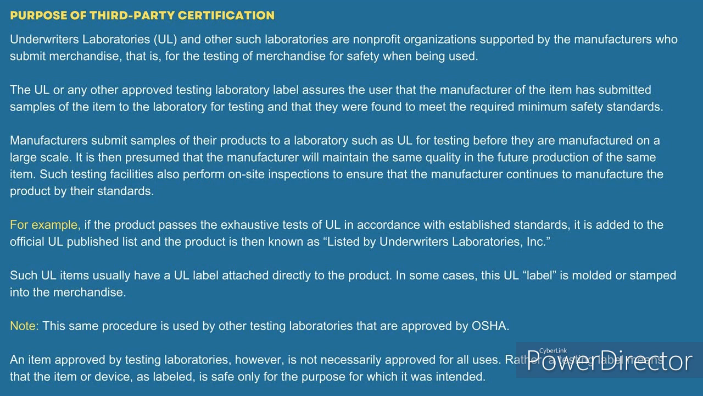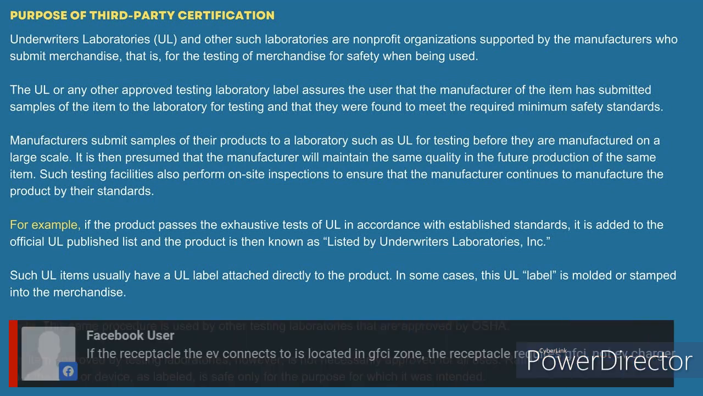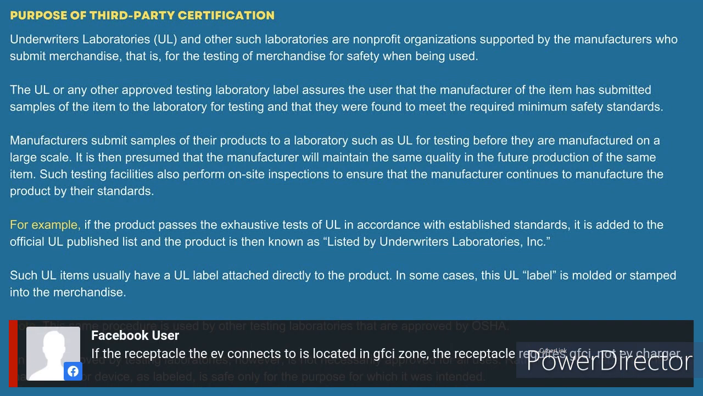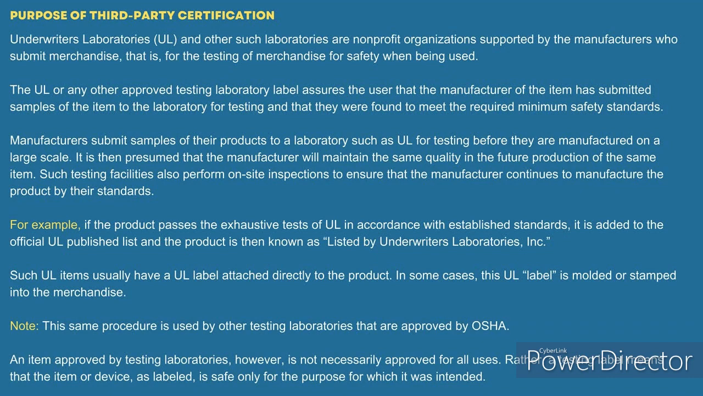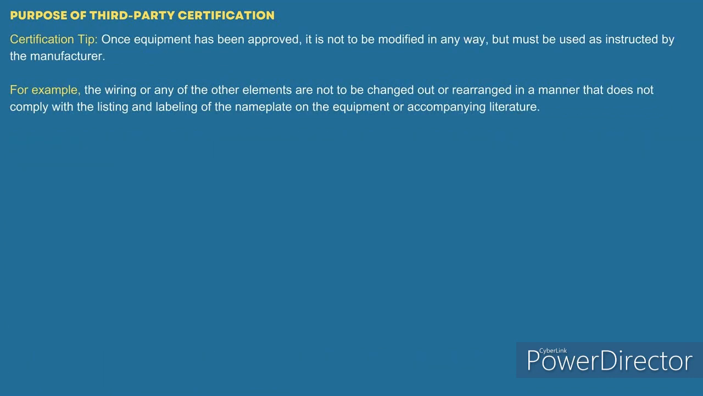And that takes me right back to the first sentence when they talk about third party certification, that they tell you when they do this testing for that merchandise, it's for what? Safety. So that equipment has been tested for safety in order to protect people that are using that EVSE equipment. Yeah, and I agree with you, Justin. That's exactly what we are saying. Exactly. Okay. Now we got that.